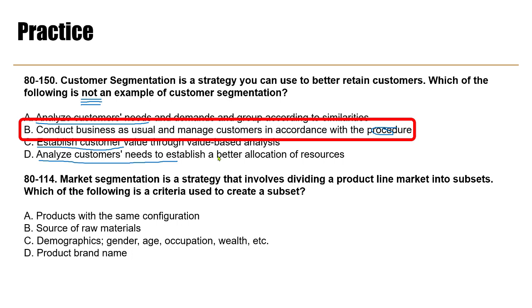Next question. Market segmentation is a strategy that involves dividing a product line market into subsets. So a lot more words there, but again, that's a statement. Which of the following is a criteria used to create a subset? If you understand the definition of the term, you'll kind of get this one right off the bat. Products with the same configuration is probably not going to be a good answer because this is more internal centric. The way the product's configured really may not have much of an impact on customers. It might, but it's an internal centric measurement.